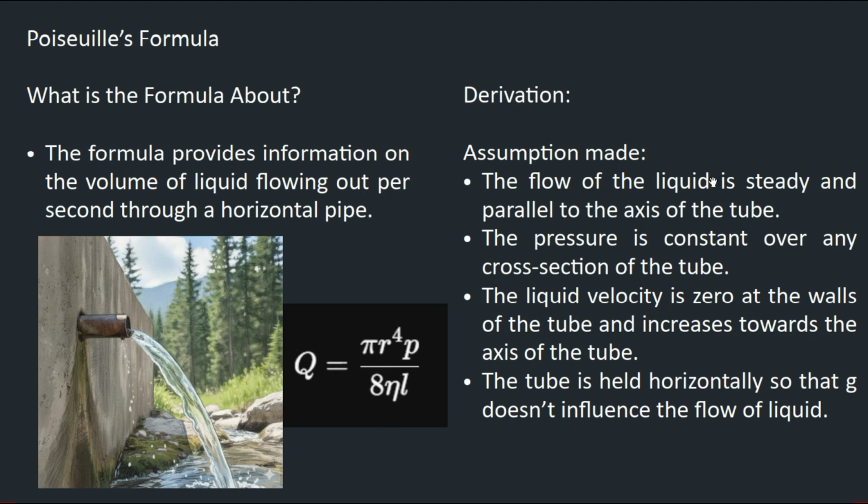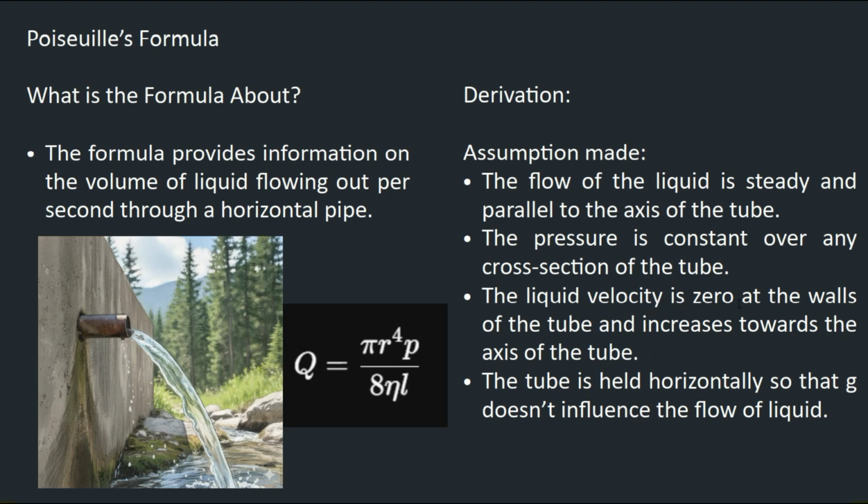So this is the set of assumptions that we make: the flow of liquid is steady and parallel to the axis of the pipe. The pressure is constant over any cross section of the tube. So there is no hole or anything per se. There is no loss of pressure. The liquid velocity is 0 at the wall of the tube and increases towards the axis of the tube. This we have seen.